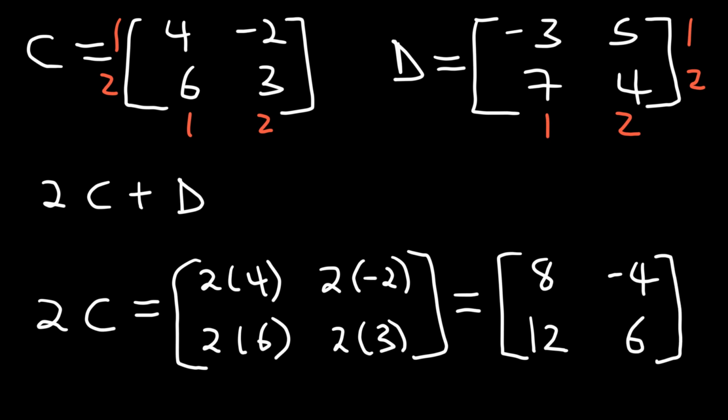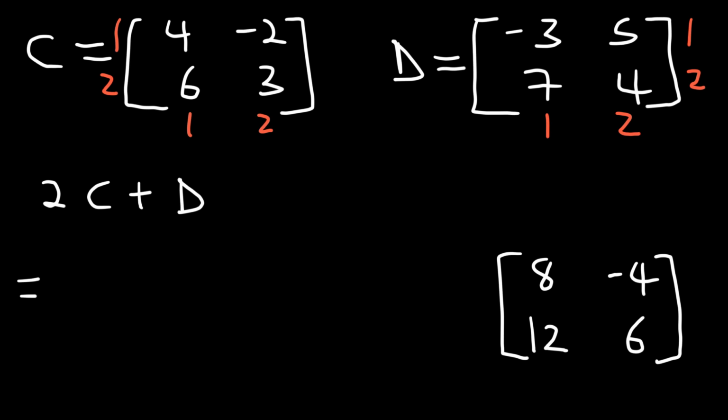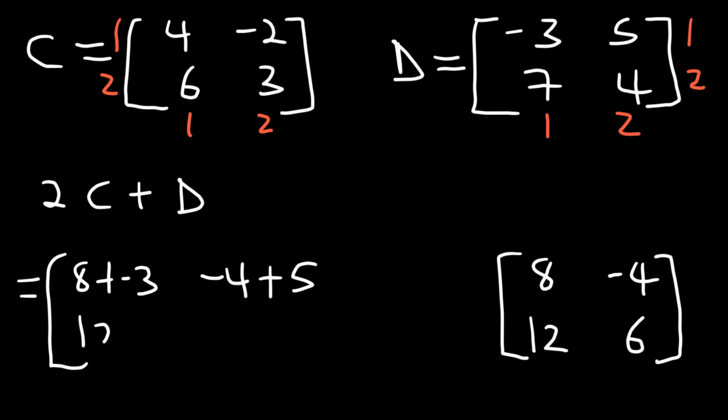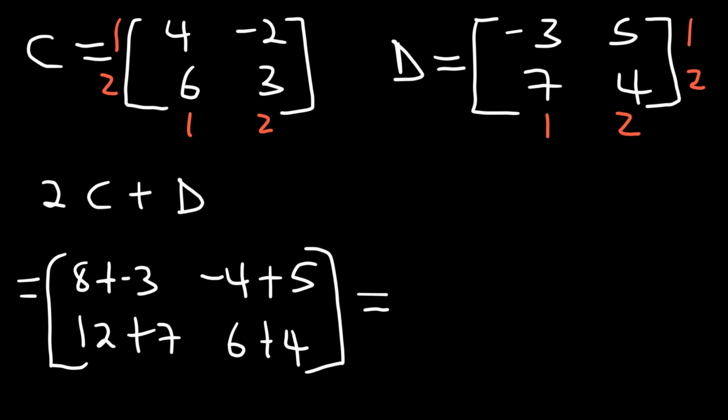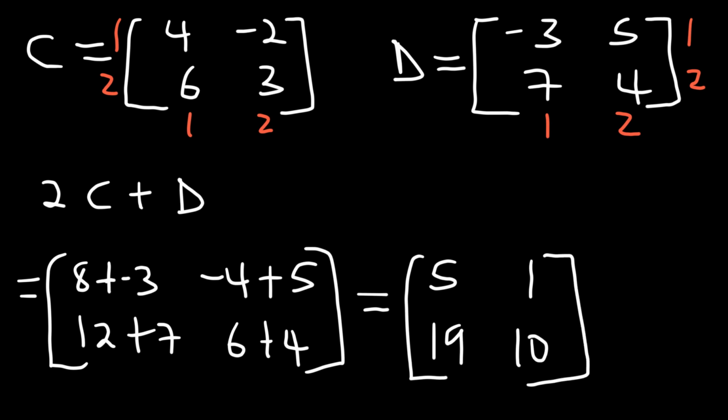And then after that we shall add this with matrix D. Therefore 2C plus D will be equal to 8 plus negative 3, negative 4 plus 5, 12 plus 7, and then 6 plus 4. This will be equal to 8 plus negative 3 will give us 5, negative 4 plus 5 will give us 1, 12 plus 7 will give us 19, and then 6 plus 4 will give us 10. So that's how you can add two matrices.